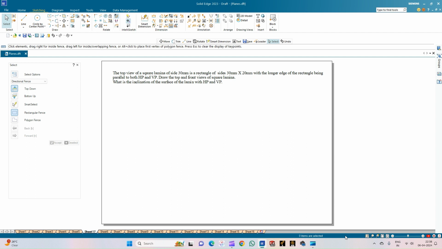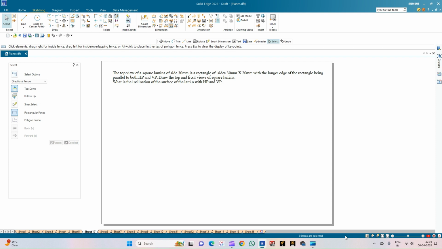In this video, we shall see how to do the computer drafting of the orthographic projection of planes using the Solid Edge software. Coming to the problem statement. The top view of a square lamina of side 30 mm is a rectangle of sides 30 mm cross 20 mm with the longer edge of the rectangle being parallel to both HP and VP. Draw the top and front views of the square lamina. What is the inclination of the surface of the lamina with respect to HP and VP?